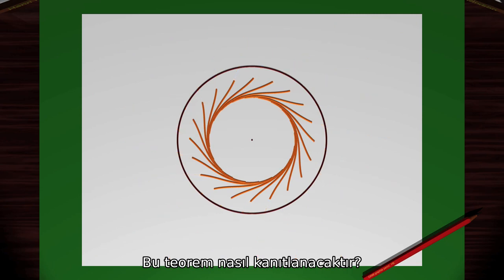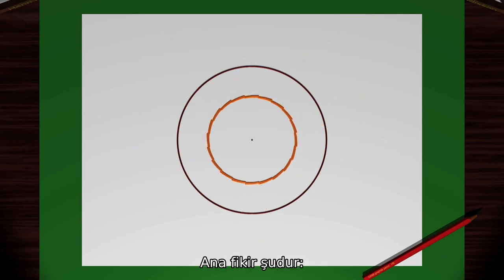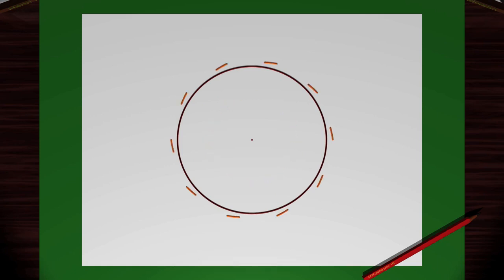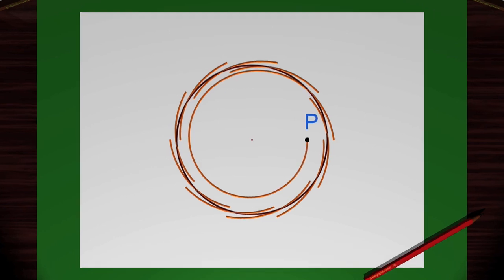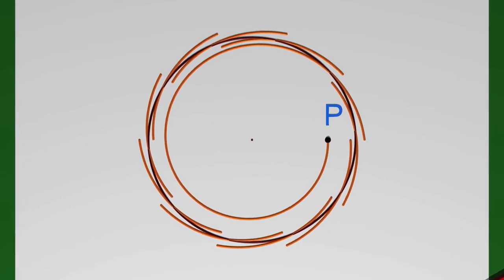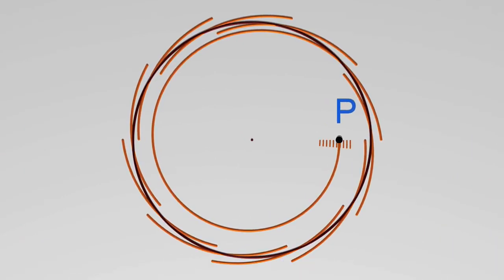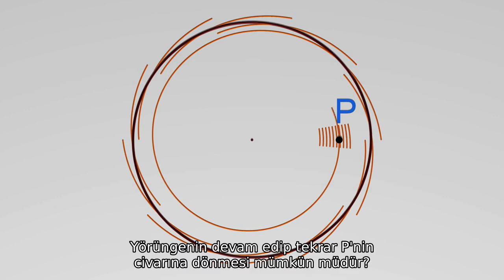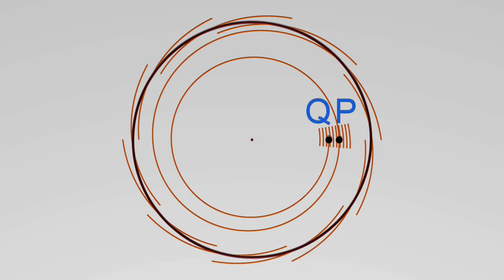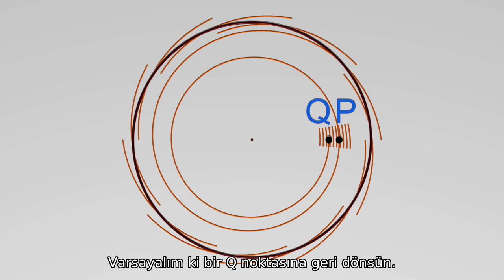How do we prove such a theorem? Here is the main idea. Take a point on the circle and observe the trajectory through the point entering the circle. Stop. Let's stop at a point P. Look at all of the trajectories in the vicinity of P. Is it possible that the trajectory continues and returns to the vicinity of P? Let's suppose that it indeed returns to a nearby point, Q.